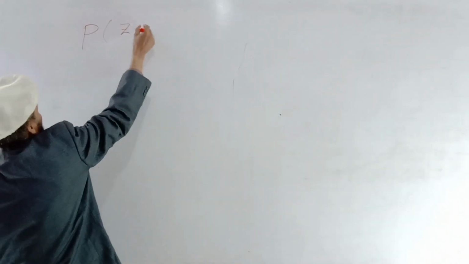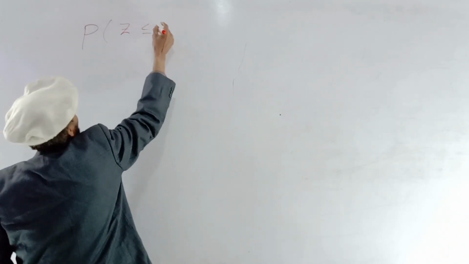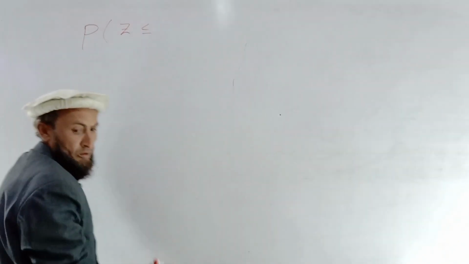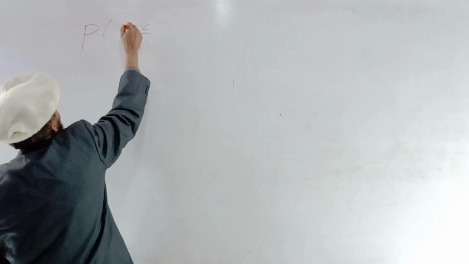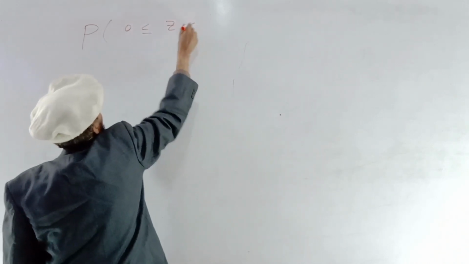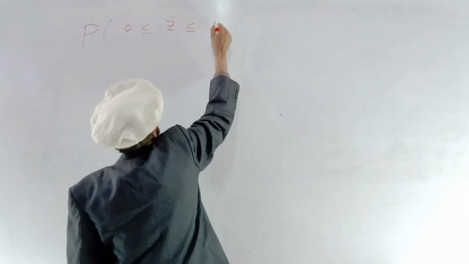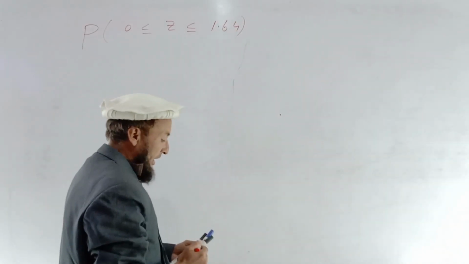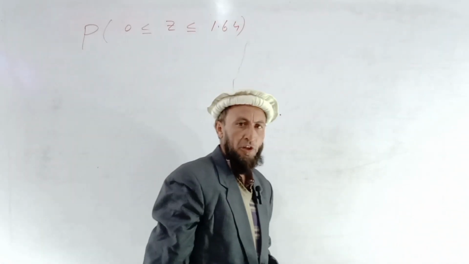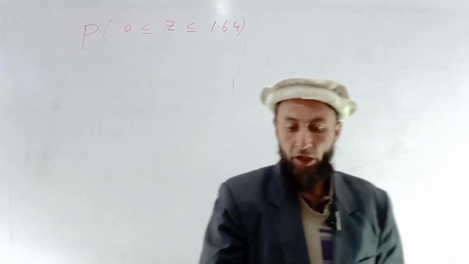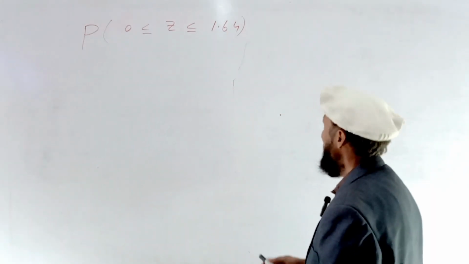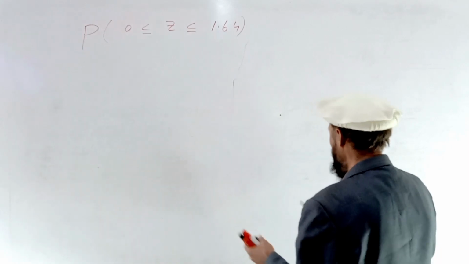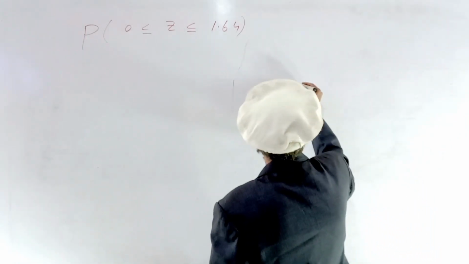Probability of 0 less than or equal to z less than or equal to 1.64. How do we calculate this area? We are using the standardized normal variable table. So first of all we draw the curve.